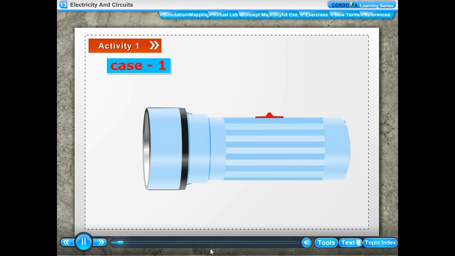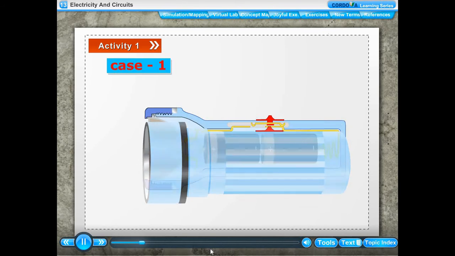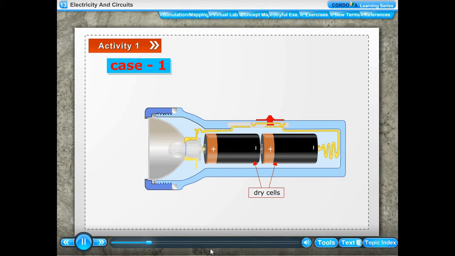Activity 1. To find the source of electricity in an electric torch. Things needed: an electric torch, 2 new electrical cells. Method: take an electric torch and place 2 new electric cells in a certain order. Press the switch of the torch. We will notice that the bulb fixed to the torch lights up.